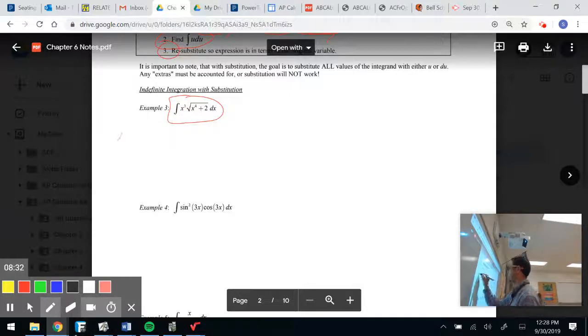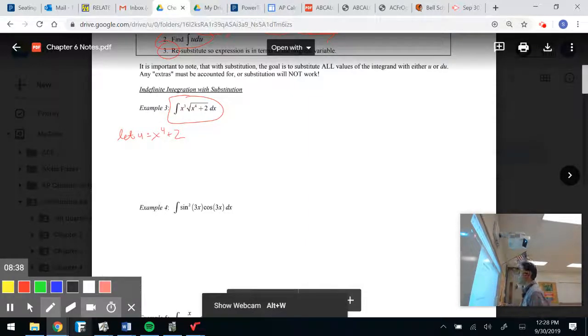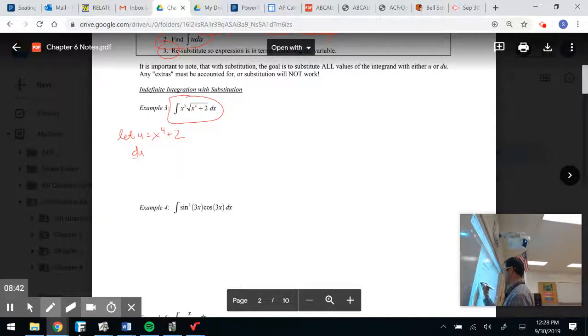That's what we're going to let our u equal. I'm going to let u equal x to the fourth plus 2. Okay? Now, all I have to do now is find the derivative du/dx, right? Because I'm going to find the derivative of u with respect to x, which is 4x cubed.